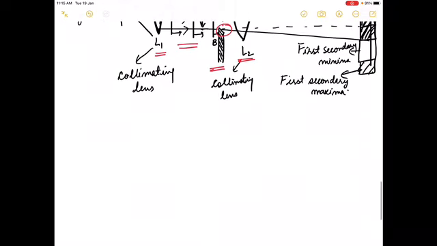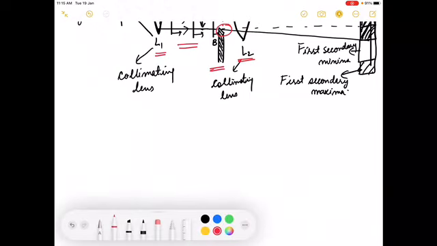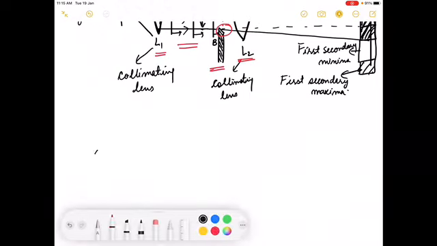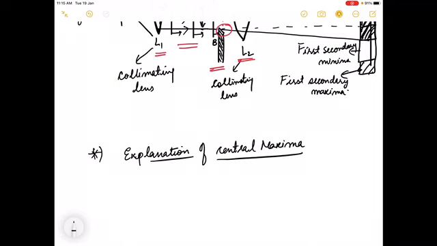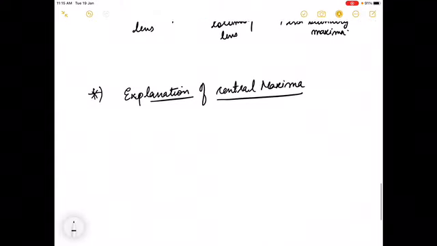Let me just write it down. First thing, explanation of central maxima. So basically, why do you think we are getting this maxima? Okay, so let's get into it.